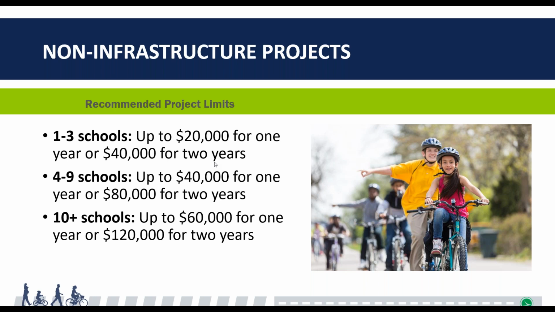But the recommended project limits are on the screen. For 1 to 3 schools, we recommend about $20,000 for 1 year, or $40,000 for 2. For 4 to 9 schools, up to $40,000 for 1 year, or $80,000 for 2. And then for 10 or more schools, up to $60,000 for 1 year, or $120,000 for 2 years. And so again, you could potentially apply, in one application round, for 2 years worth of funding to execute a 2-year work plan. So you could apply for $120,000, and your budget would include the items and time that you need to execute that work over 2 years. So that's new this year.